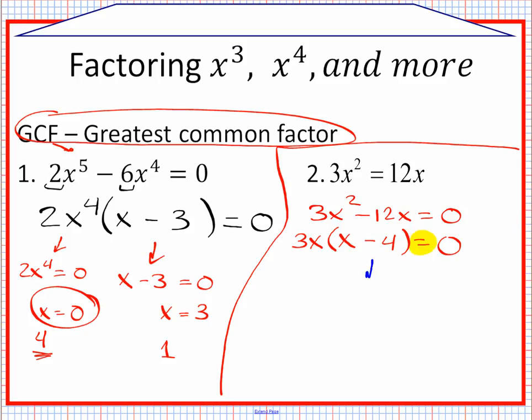So my solutions for this equation are going to be x minus 4 equals 0, or x equals 4, and 3x equals 0, or x equals 0. Now in this equation, since our highest exponent is 2, or we have a second degree polynomial, each one of these just counts as one solution. All right, hope that was helpful.